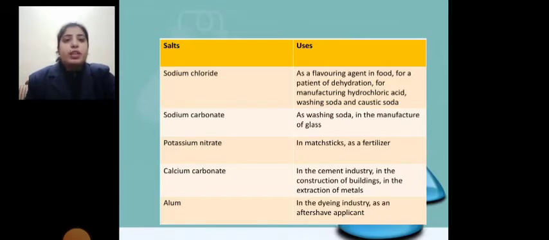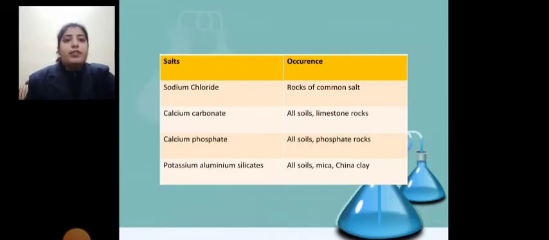Now the next one is potassium nitrate. Potassium nitrate is used in matchsticks and as a fertilizer. The next one is calcium carbonate. Calcium carbonate is used in the cement industry. It is also used in the construction of buildings and in the extraction of metals. Then the last one is alum. It is used in the dyeing industry and it is also used as an aftershave applicant.